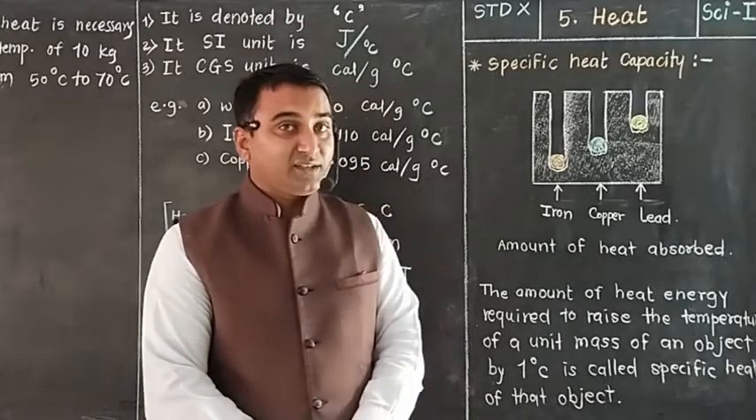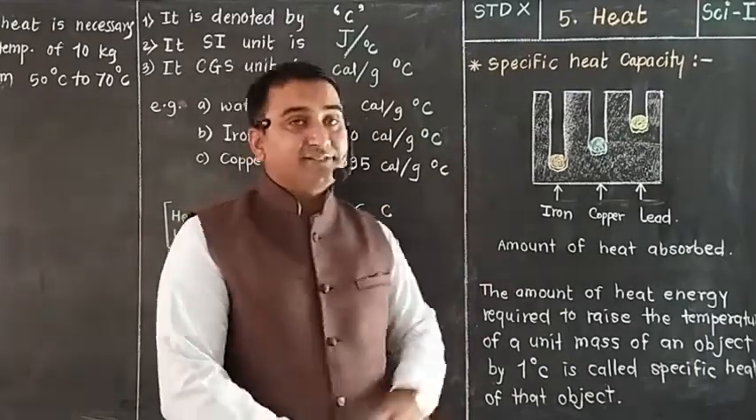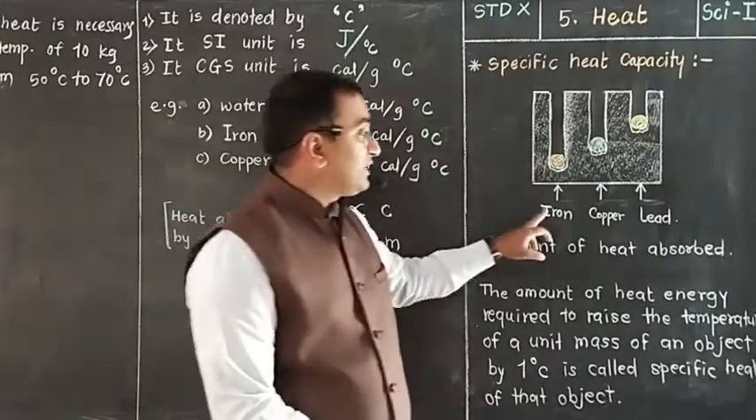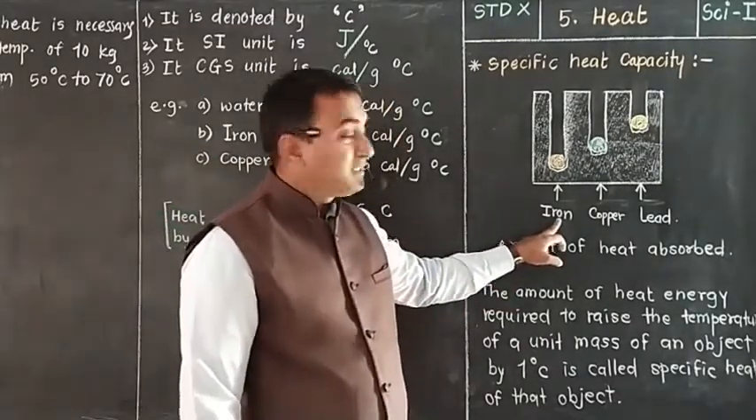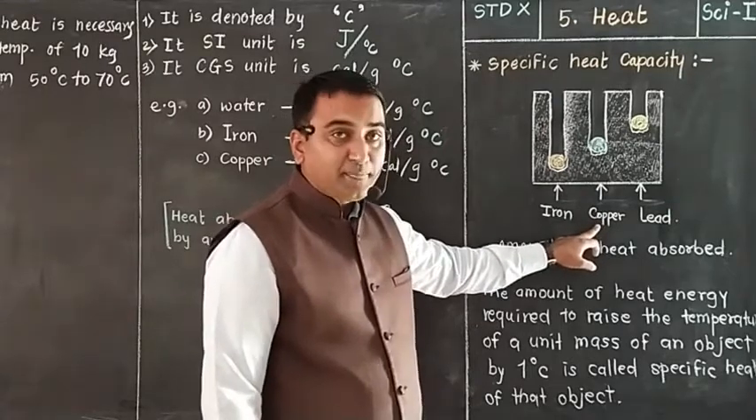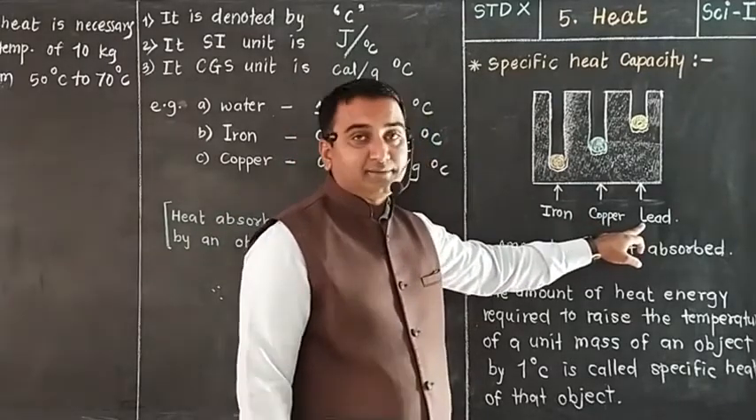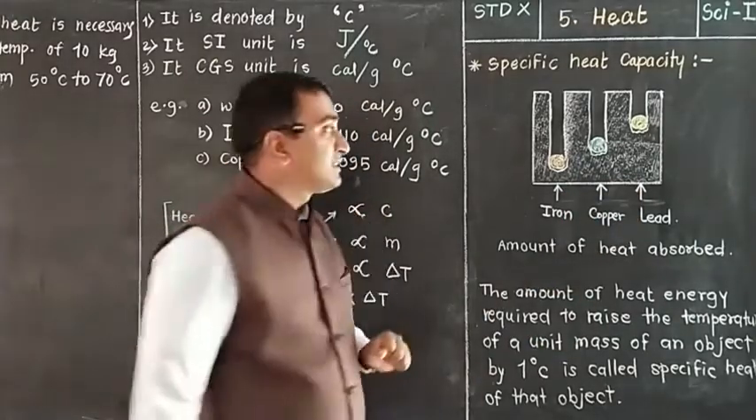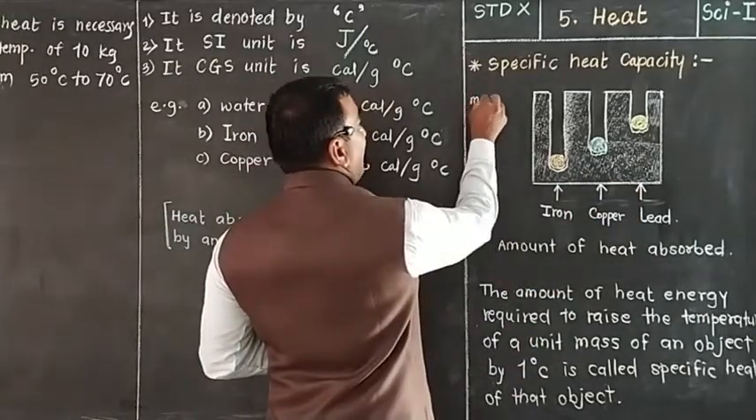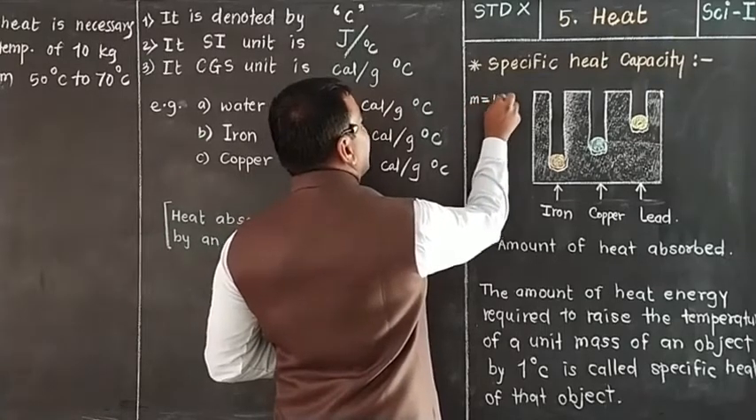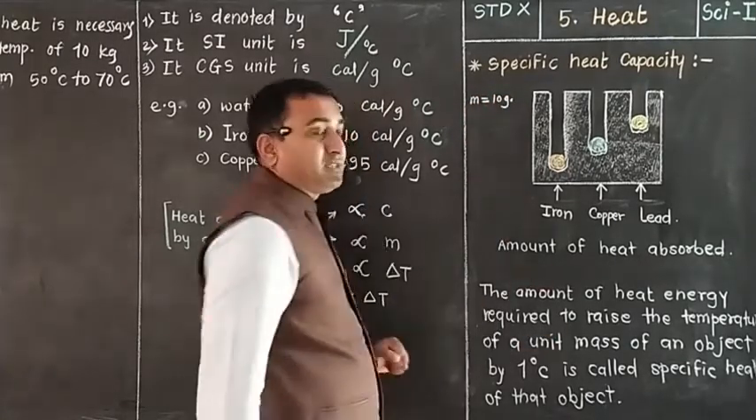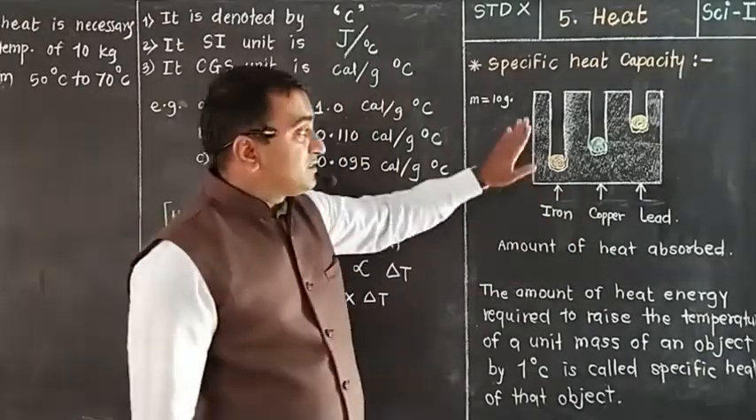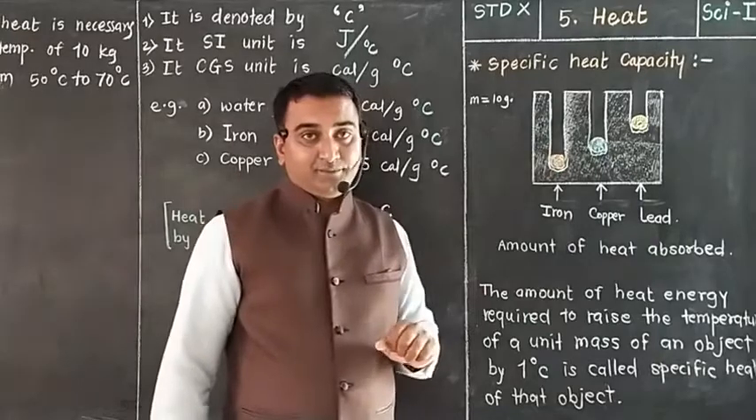Before discussing this, just try to understand this activity. We have three spheres. One sphere is made up of iron, the second is of copper, and the third is of lead. All these three spheres are of equal mass. Consider the mass of each sphere is 10 gram. That means now mass is constant.